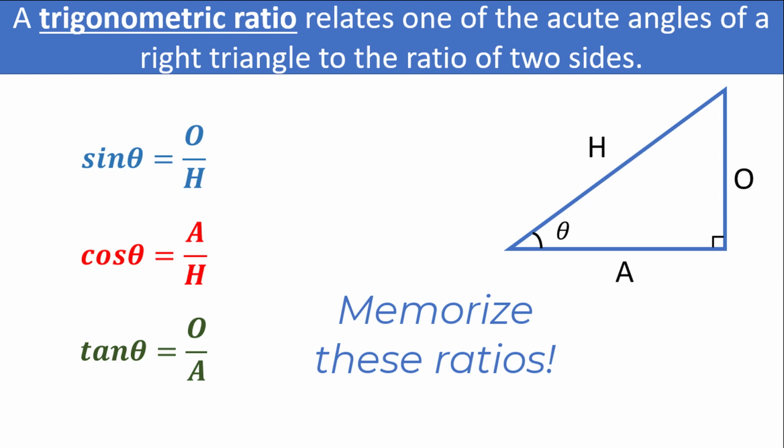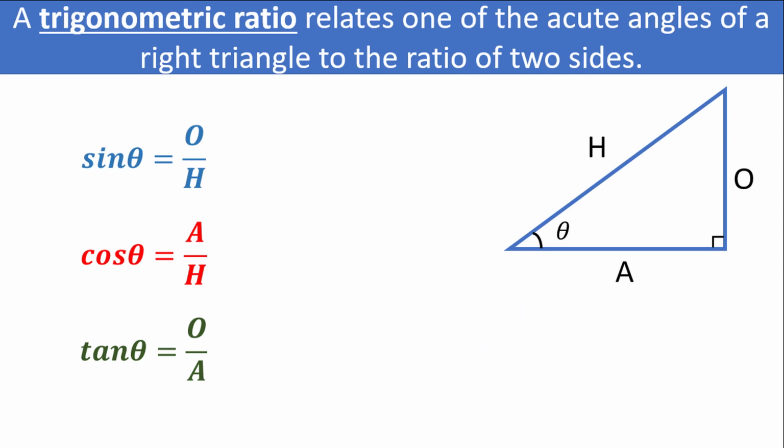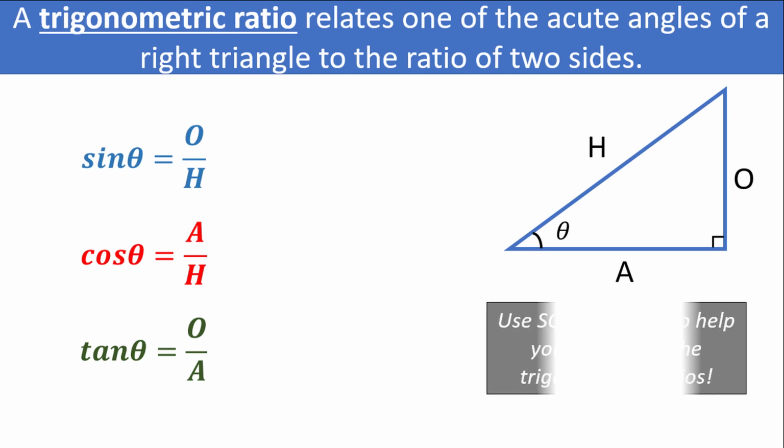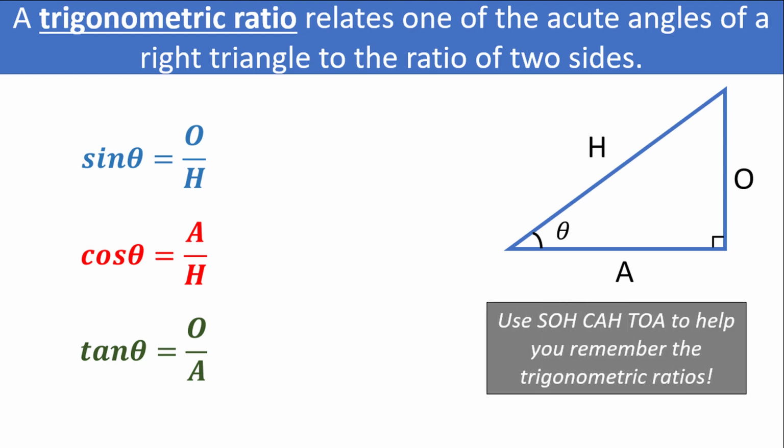Luckily, mathematical geniuses who have come before us have created an easy-to-remember mnemonic for the three primary trigonometric ratios, which is SOHCAHTOA. SOH relates to sine and says that the sine of an angle is equal to the opposite side divided by the hypotenuse. CAH relates to cosine and says that the cosine of an angle is equal to the adjacent side over the hypotenuse. TOA relates to tangent and says that the tangent of an angle is equal to the opposite side over the adjacent side.